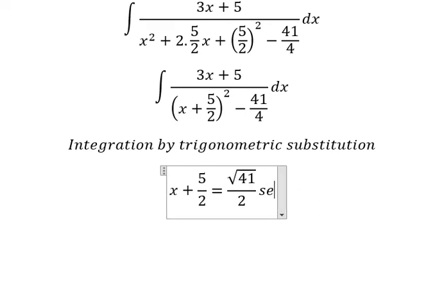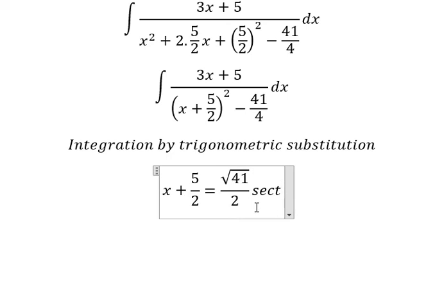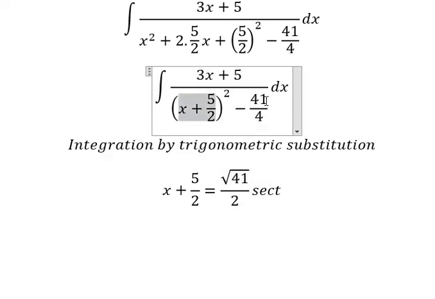And we put secant of t, because if I put this one in here, you will go about 41 over 4 secant of t squared. 41 over 4 we can do factorization. Secant of t squared minus 1 we change for tan t squared, and later we simplify the s.